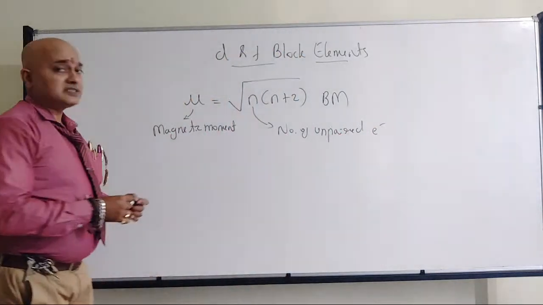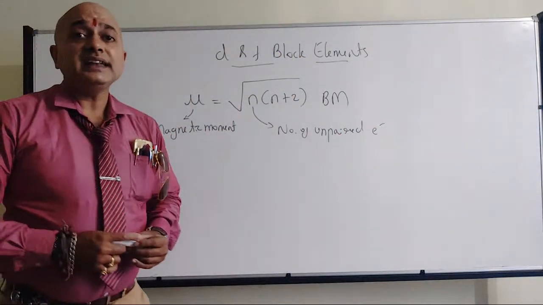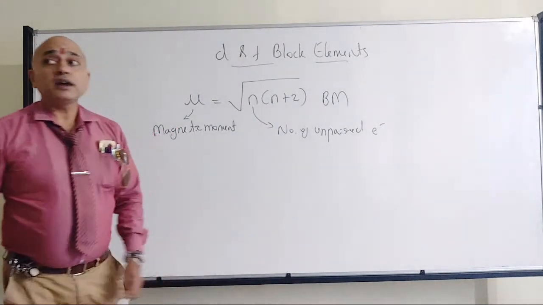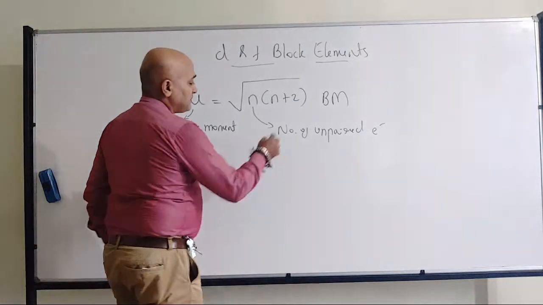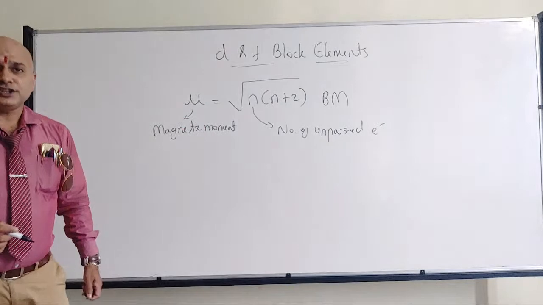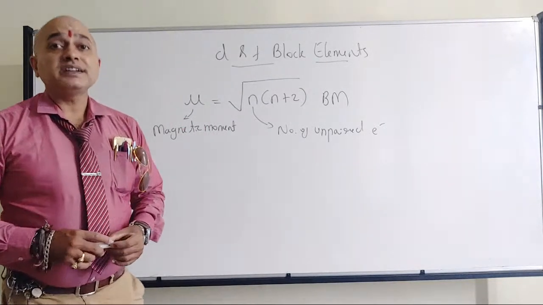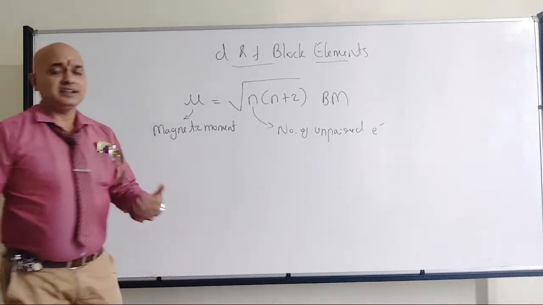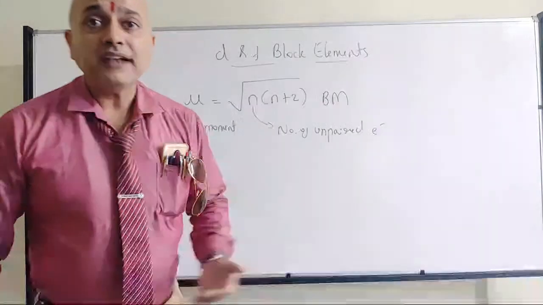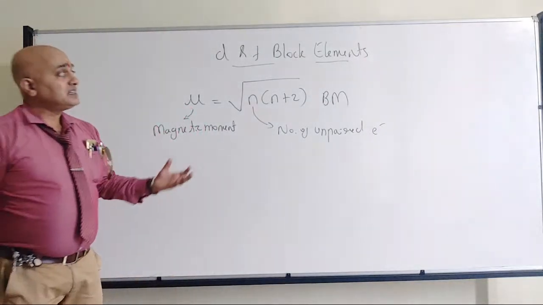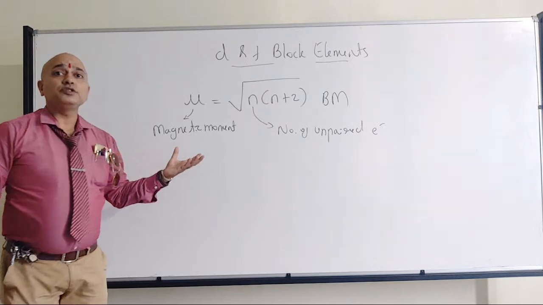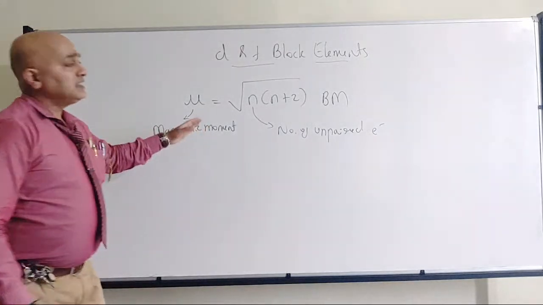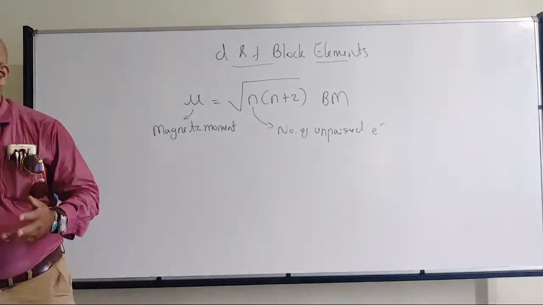Not the number of electrons, but unpaired electrons. Some students write in a hurry and write n as number of electrons. No, it should be very specific: number of unpaired electrons, right? By using this equation, we can calculate magnetic moment for any element, whether it is an ionic form or an atom. But what is basically required here? You should know the electronic configuration. If you know the electronic configuration, only then will you know the number of unpaired electrons.